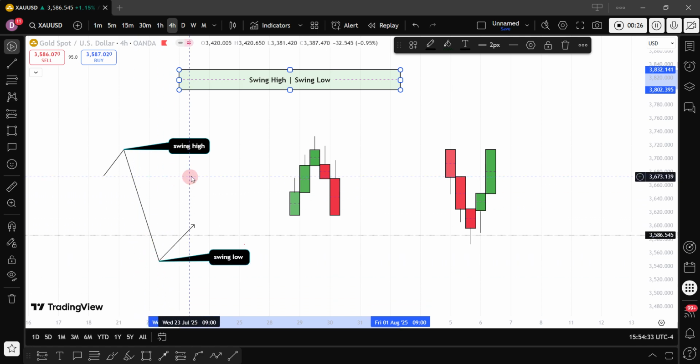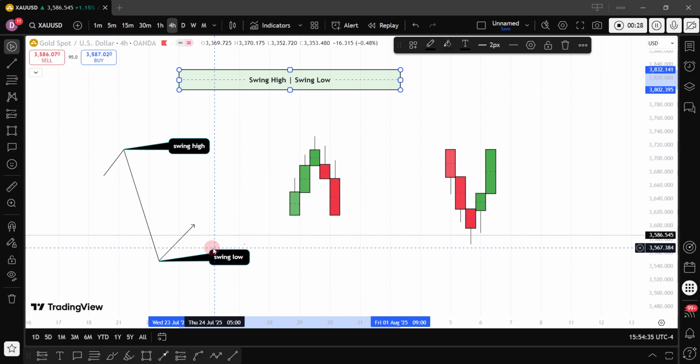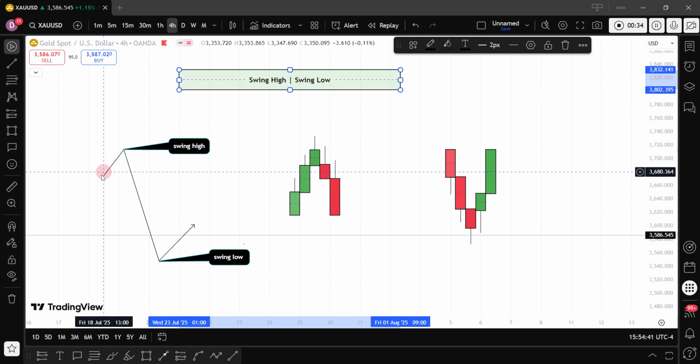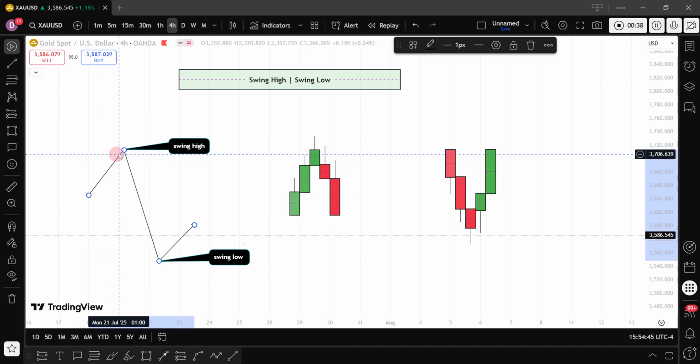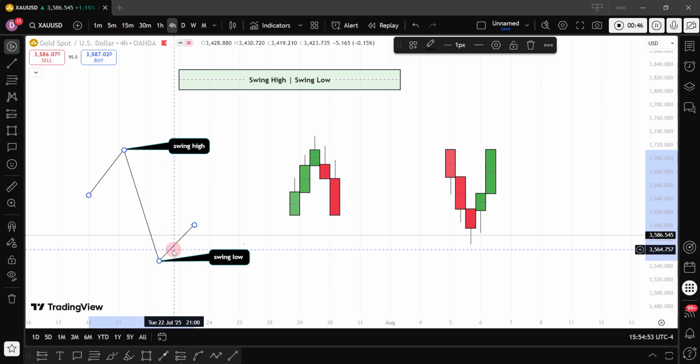These swing highs and swing lows represent temporary points where the market momentum has paused and reversed its direction. As you can see here, we were in a bullish momentum. Then we temporarily reversed our direction and we started selling. Same to the swing low here. We were selling, now we started buying. That's what we mean by the reversal.